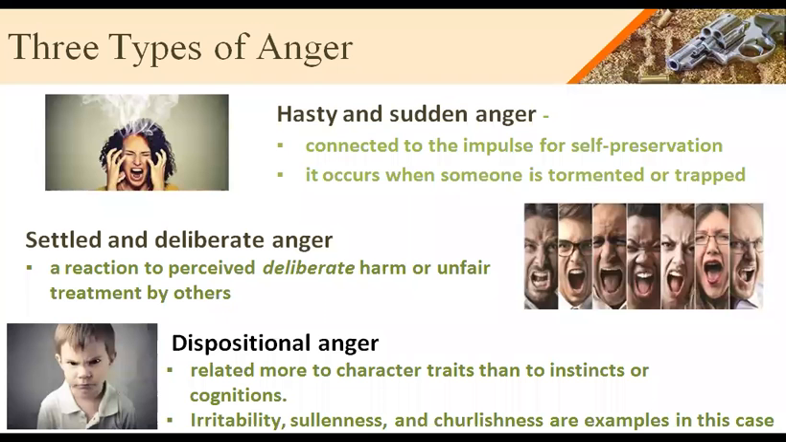The next slide is about the types of anger. As you can see on the screen, the first type of anger is hasty and sudden anger. This hasty and sudden anger is very episodic. It happens only when the person is tormented or trapped. It does not last for a longer period of time; it lasts for a very short period and is episodic.